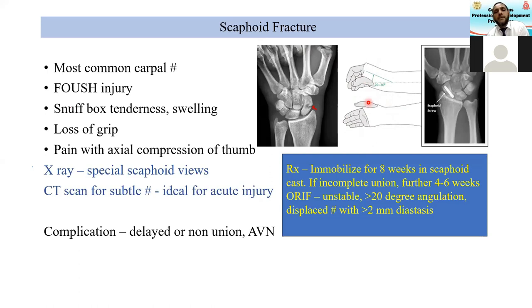After 8 weeks, you remove the cast and examine the patient. If there is clinical tenderness or incomplete union on X-ray, a further 4 weeks of cast is necessary. There are conditions which need open reduction internal fixation, like Herbert screws, which we can see here. This is needed if the fracture is unstable after manipulation, if the angulation of the scaphoid fracture is more than 20 degrees, or if there is displacement with diastasis between the fracture more than 2 millimeters. These go into avascular necrosis, and therefore they need open reduction internal fixation. The complications are delayed union or avascular necrosis.